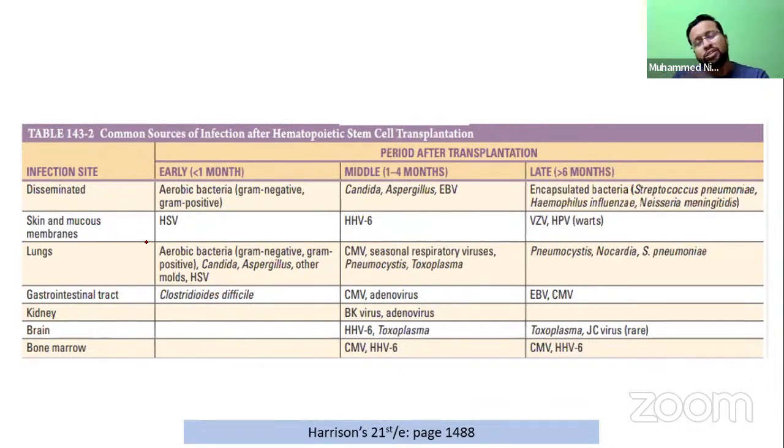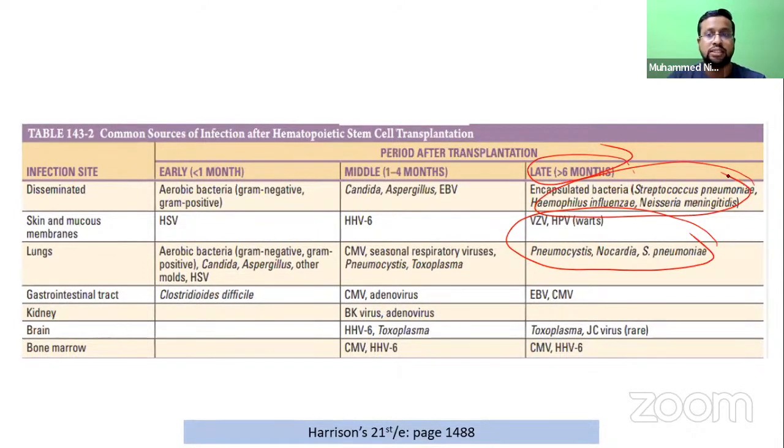After 6 months, the neutropenia has resolved and maturation of the transplanted hematopoietic stem cells occurs, but you can still get some T cell defect. So after 6 months, mostly it is due to a T cell defect, and you can get infections like pneumocystis, nocardia, and streptococcus pneumoniae. Viral infections common at that point include varicella zoster and Epstein-Barr virus. There is also limited antibody protection, so you can get infection with encapsulated bacteria like Streptococcus pneumoniae, Haemophilus influenzae, and Neisseria.